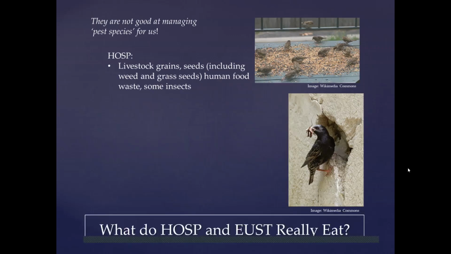Of course, the human food waste can also include the French fries and the bread and other scraps that you might find in parking lots. Those are often the birds that you will see in urban areas that are eating leftovers that people throw out on the ground.